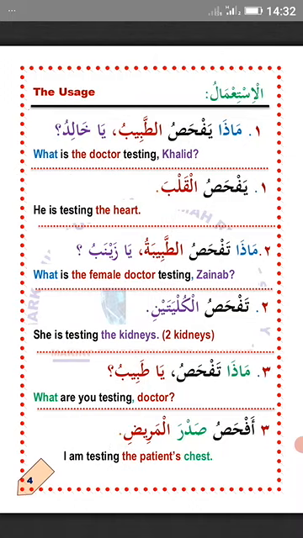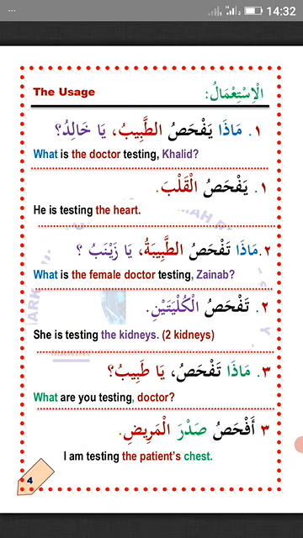Al-isti'mal, now the usage. Wahid, number one. ماذا يفحص الطبيب يا خالد. What is the doctor testing, ya Khalid, Khalid?